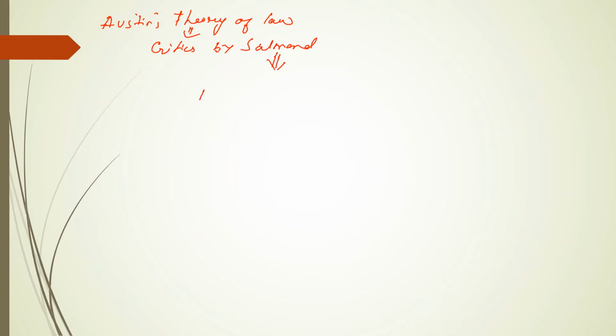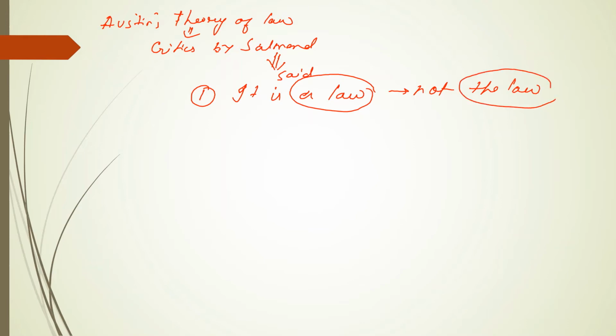First, Salmond said, the first point is that it is our law, not the law. Austin spoke of the law, and Salmond criticized it and said this is not the law, it will be our law. It's our law which is going to be. First he changed this to "our."